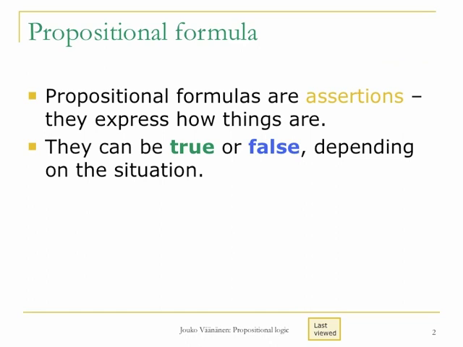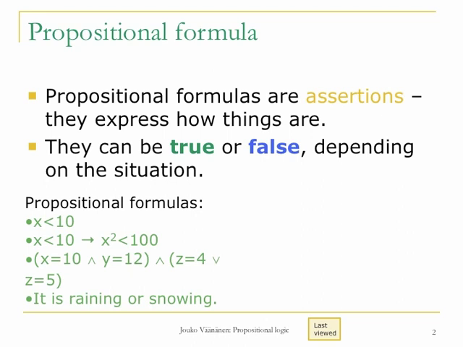Now we shall introduce the concept of a propositional formula. Intuitively, a propositional formula is an assertion, a sentence which expresses how things are, something which can be thought to be true or false. Here are some examples. X less than 10. X less than 10 implies x squared less than 100. Left parenthesis x equals 10 and y equals 12 right parenthesis and left parenthesis z equals 4 or z equals 5 right parenthesis. It is raining or snowing.